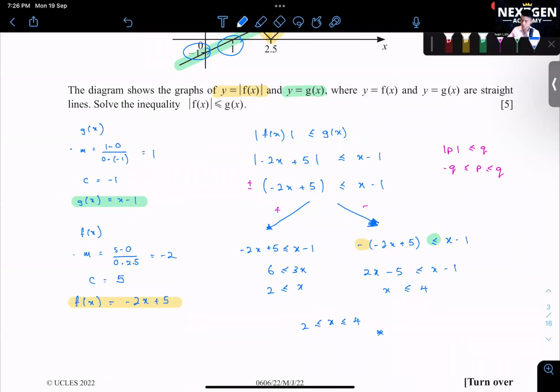There are 3 scenarios: modulus p less than q, modulus p more than q, then modulus p less than or more than modulus q. Okay, 3 scenarios only. You can see this is which chapter? Chapter 5.